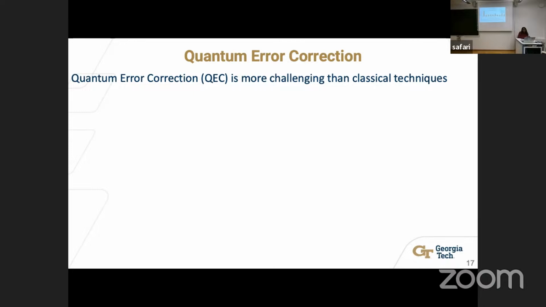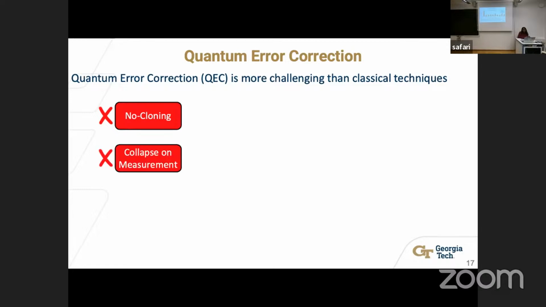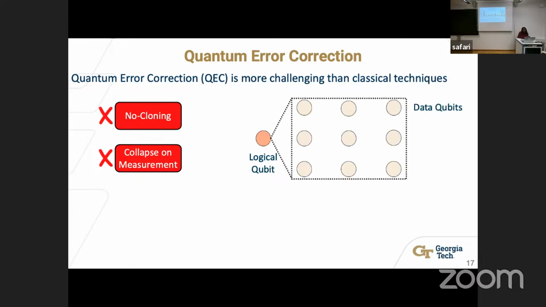Those 2 assumptions fail in the quantum setting because you can't copy information. You can't copy a qubit into another. That's a fundamental limitation. And secondly, if you measure a qubit, it loses its state. So you can't really measure the qubits. So quantum error correction becomes a bit challenging because of these fundamental limitations. And therefore, in quantum error correction, you prepare a logical qubit wherein you basically distribute your quantum information across several data qubits.